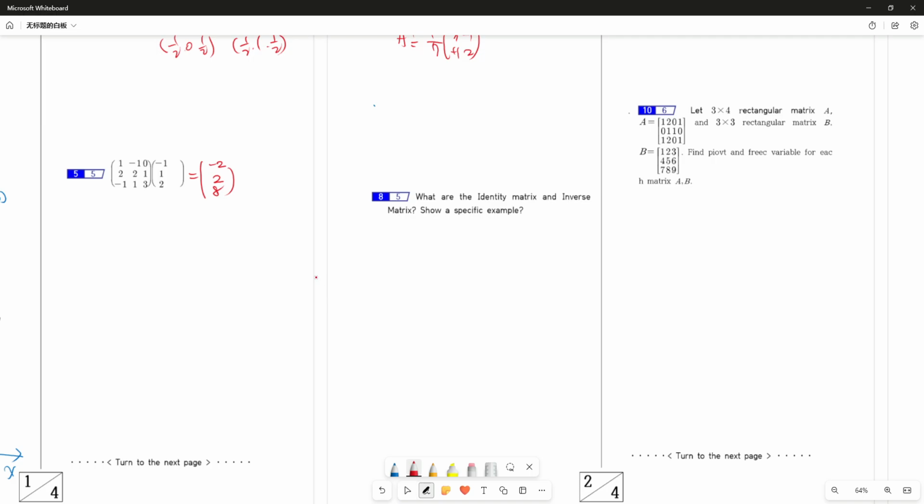About the identity matrix, you do not write it down like me. You should write it here. The identity matrix.